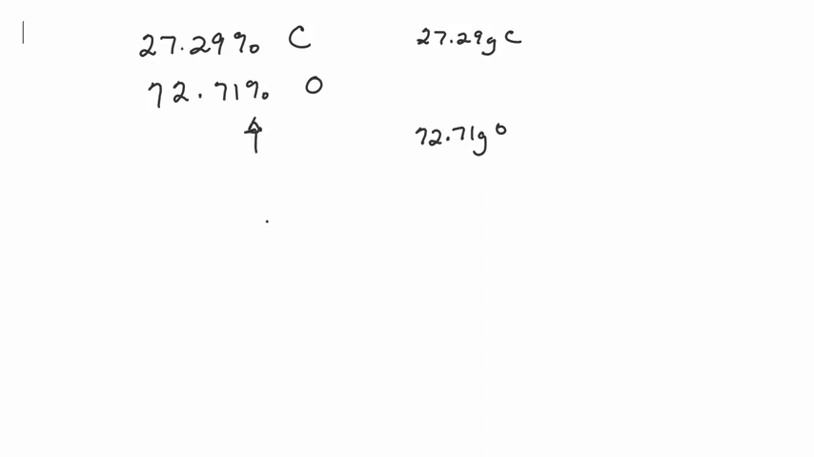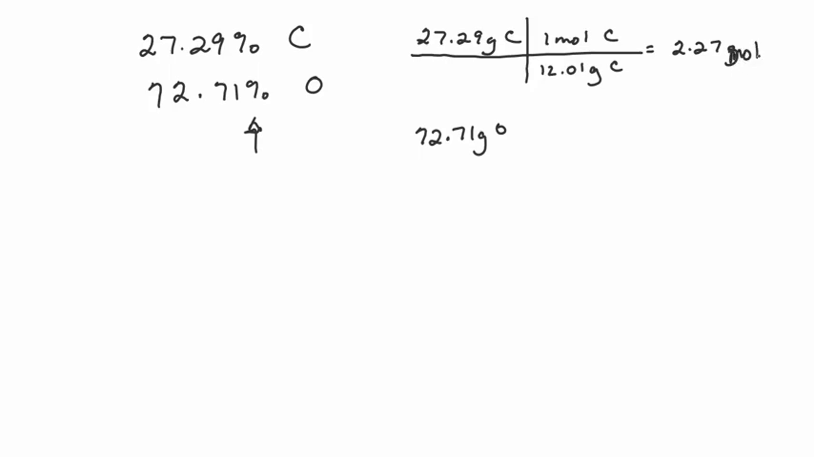Since it's per 100, if I have a 100 gram sample, my percent value can turn into grams of element. So now I'm going to convert those grams of element into moles of element by using the atomic mass from the periodic table. So I get 2.27 moles, not grams, moles of carbon. And with oxygen, I get 4.54 moles of oxygen.